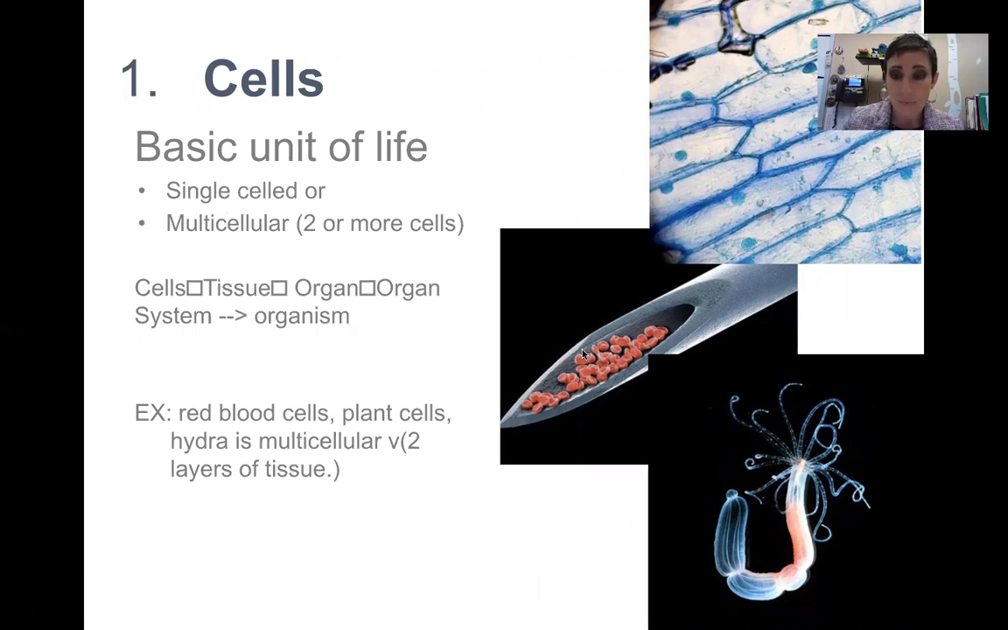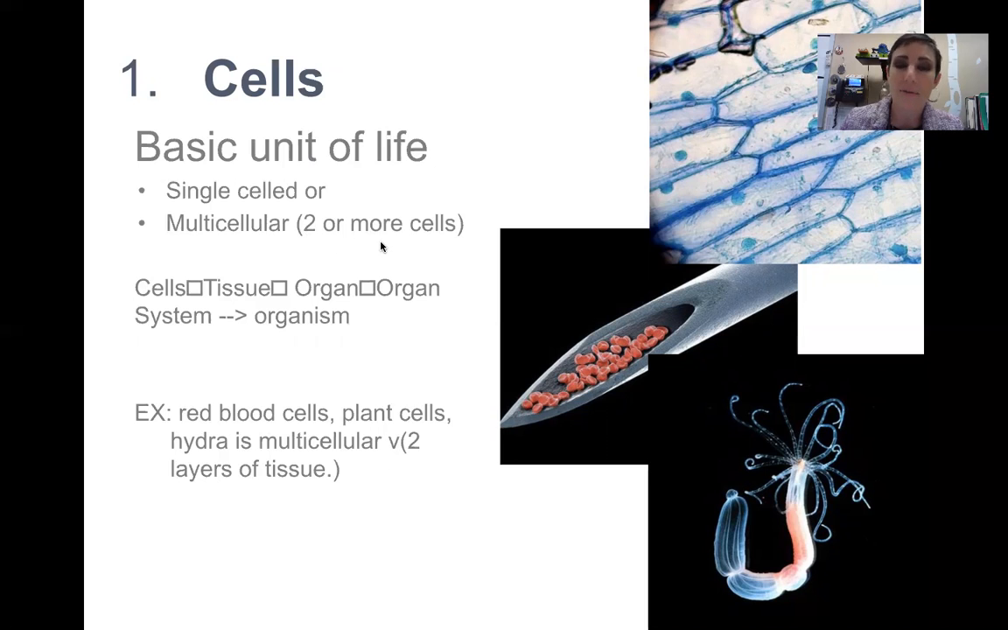For example, right here on this needle, we can see all these little red discs. Those are red blood cells, and this is an electron microscope scan. Each one of these cells is a living unit of life. This plant tissue right here, each one of these boxes or little rectangle-y shapes is a cell. So a single-celled organism might be something like an amoeba or a bacterium.